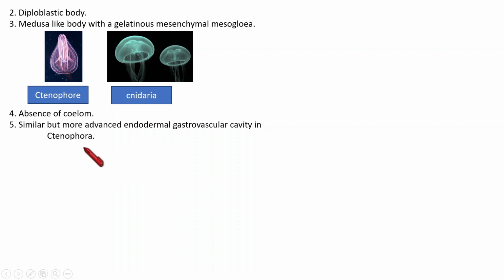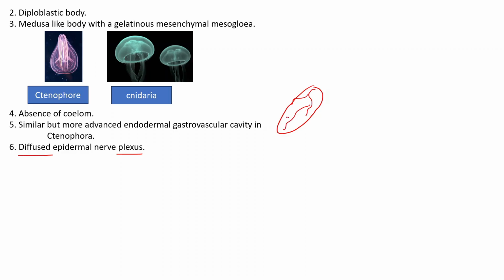Then fifth one, Ctenophora also possess an endodermal gastrovascular cavity similar to that of Cnidarians, but it is a little bit advanced when compared with the Cnidarians. Anyhow, both have an endodermally originated gastrovascular cavity. Then sixth point, both possess a diffuse epidermal nerve plexus. Nerve plexus means network. Diffuse means that the nervous system is spread throughout the body in the form of a net. So in both Ctenophora and Cnidarians, the nervous system is diffuse.